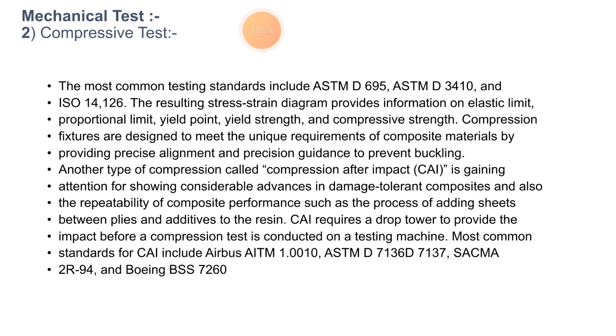Another type of compressive test, called compressive after impact, or CAI, is gaining attention for showing considerable advances in damage tolerance of composites and also the repeatability of the composite performance, such as by adding sheets between plies and additives to the resin. CAI requires a drop tower to provide the impact before the compressive test is conducted on the testing machine. Most standards for CAI include the Airbus AITM 1.0010 and so on.